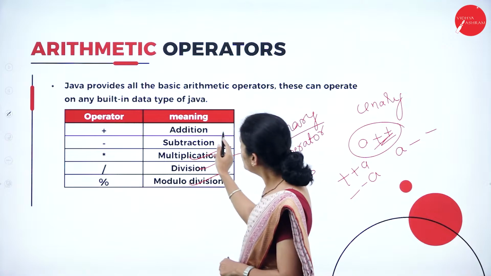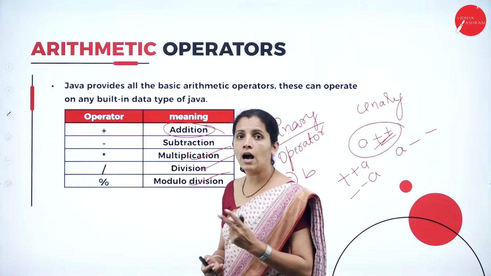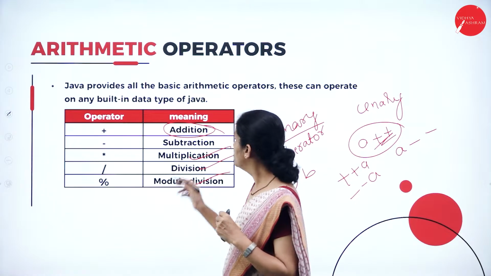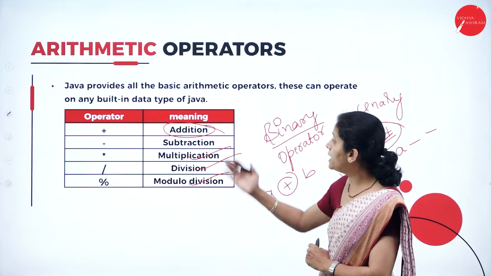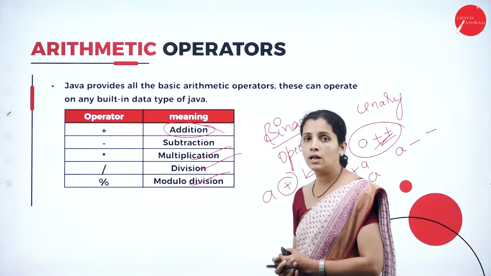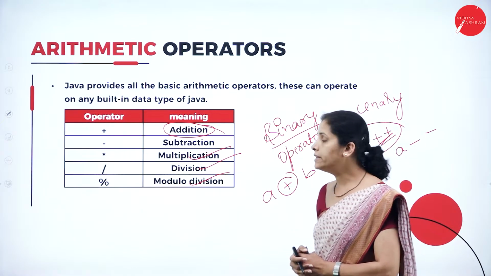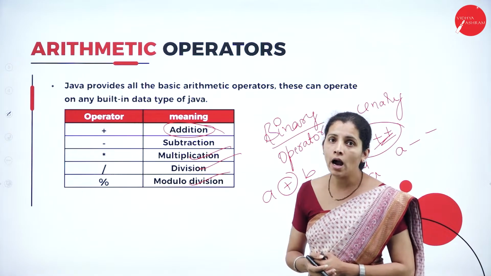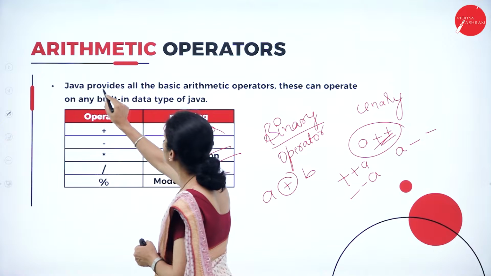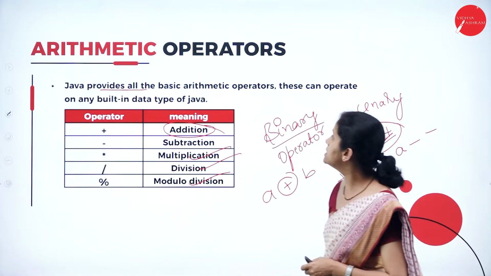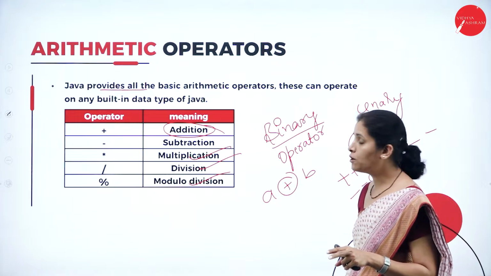Now, if I want to add any number, how many numbers do I require? 2 numbers. To subtract, once again I require 2. To multiply, I require 2 numbers. To divide, I require 2 numbers. To find the modulo or mod, I want 2 numbers. So here Java provides all the basic arithmetic operators. What are the basic arithmetic operators?